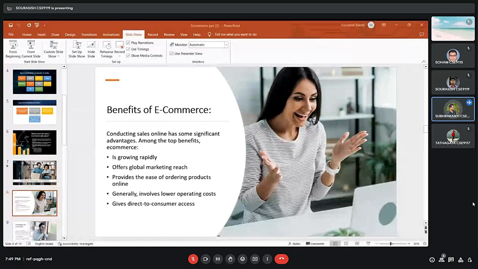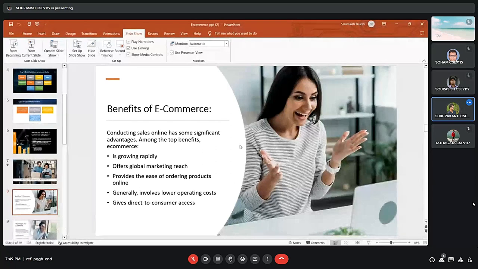In this slide, we will continue the topic of the benefits of e-commerce. Basically, conducting sales online has some significant advantages. Among the top benefits of e-commerce, it is growing rapidly, it offers global marketing reach, it provides the ease of ordering products online, and generally it involves lower operating costs and gives direct-to-consumer access.